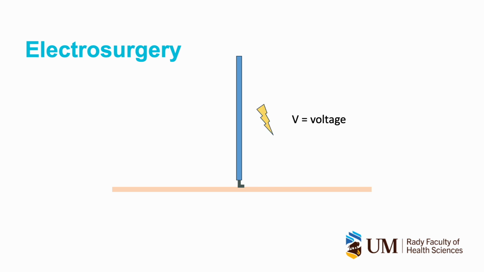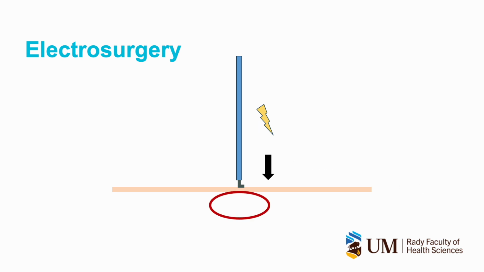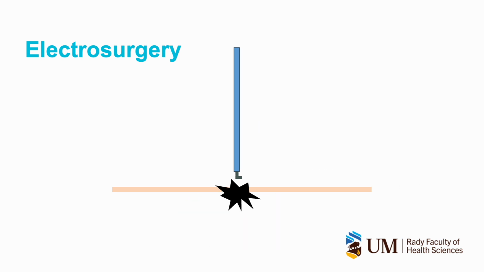When voltage is applied to tissue, a circuit is created between the voltage source and the tissue. Within this circuit, voltage is dependent on the flow of electrons, or current, and the resistance of the circuit, the tissue. This is known as Ohm's law. The resistance of tissue causes the electrical energy to be converted into thermal energy, heating the surrounding tissue. As the tissue is heated, the tissue is damaged or destroyed.